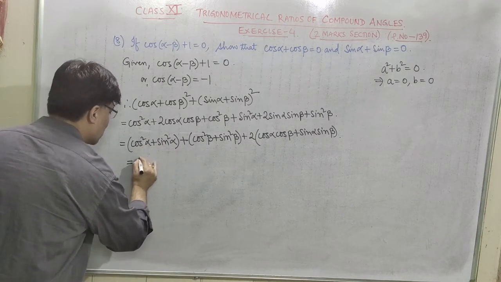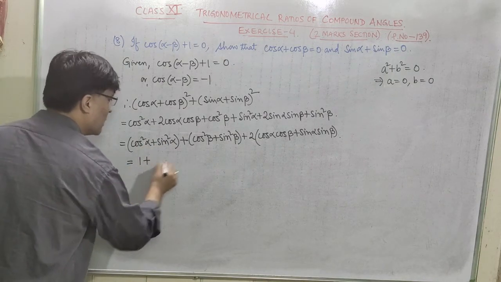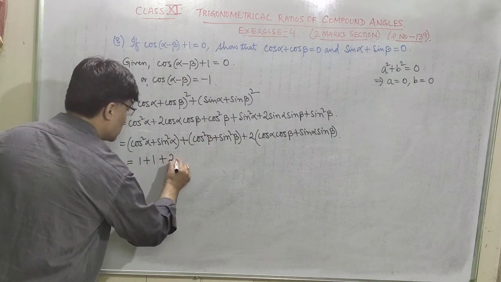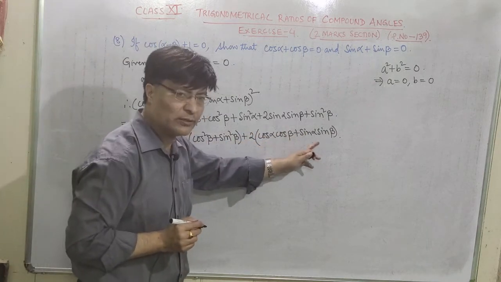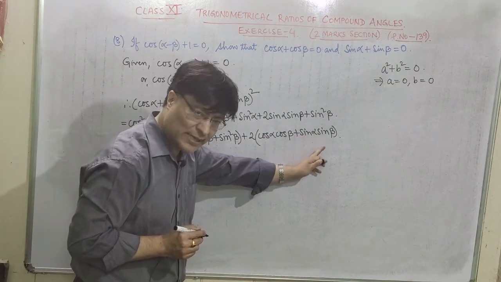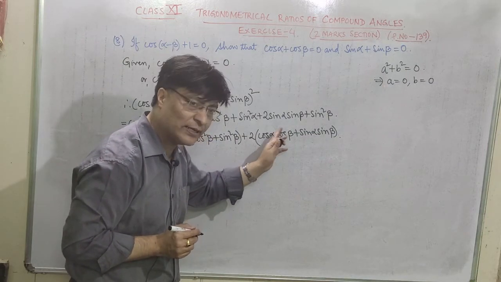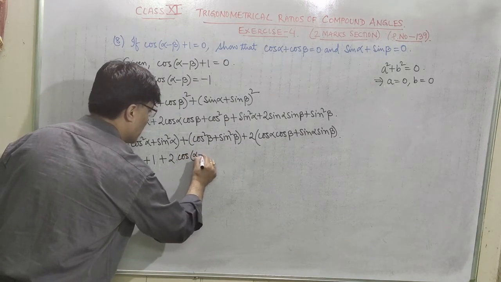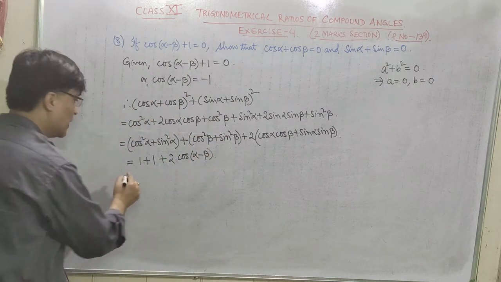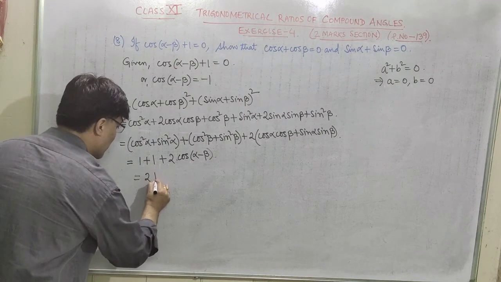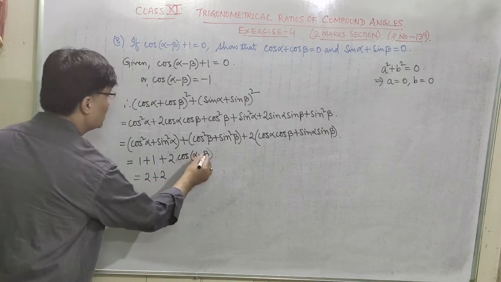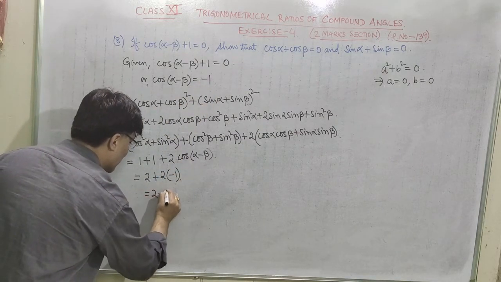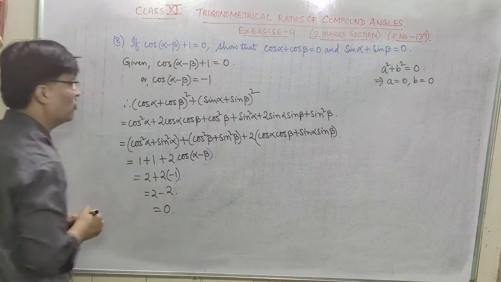What is cos square alpha plus sin square alpha? That is 1. Plus what is cos square beta plus sin square beta? That is also 1. Plus 2 into, what is the formula that you can use here? Cos A cos B plus sin A sin B. Instead of A there is alpha, instead of B there is beta. So what is the formula? It is cos of (alpha minus beta). So here 1 plus 1 is 2, plus 2 into, what is the value for this cos of (alpha minus beta)? It is minus 1. So which is equal to 2 minus 2, is equal to 0.